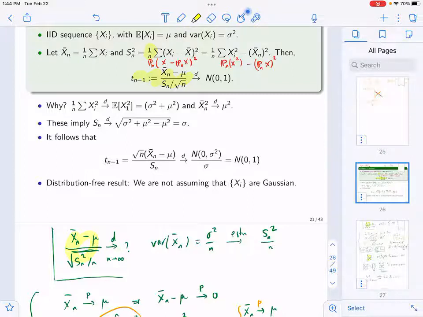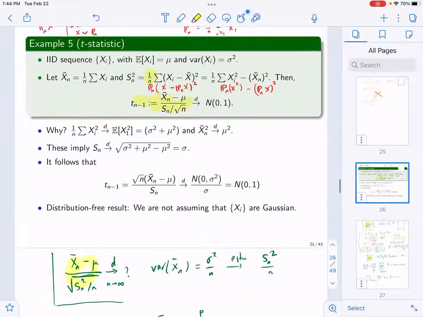However, this is an asymptotic result, doesn't assume any normality, and the t statistic actually asymptotically converges to a normal. This is sometimes called a distribution-free result. You didn't assume any distribution for your data, but your statistic has a well-behaved asymptotic distribution. I can use this to test, for example, whether mu is 0 or not.